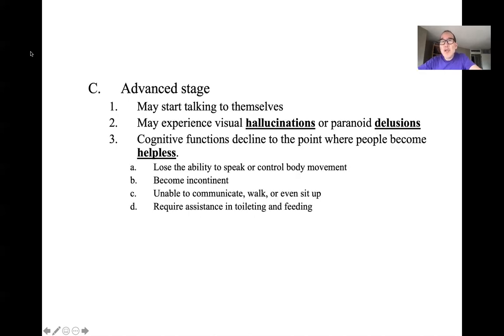And in the advanced stage, they may start talking to themselves. You may see the presence of hallucinations, auditory and visual, as well as paranoid delusions. The cognitive functioning really gets to a point in the latter 3 to 4 years where the person essentially is helpless, and they are not able to live without assistance. So with that, a lot of the treatment.